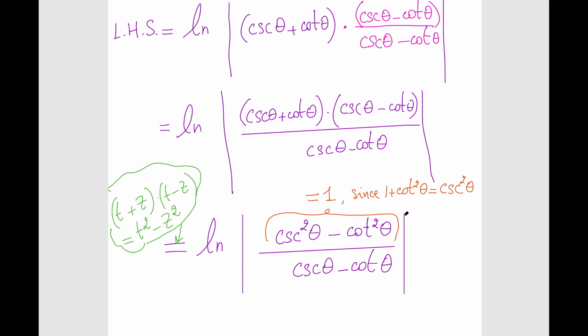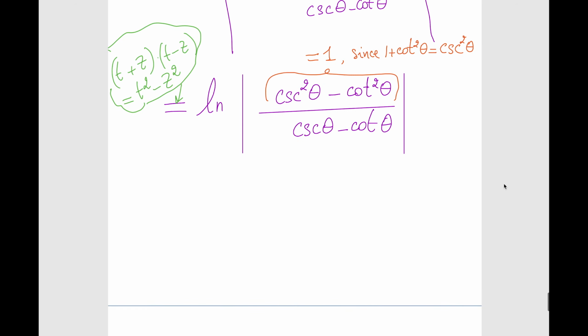So one more time. What did I do here? Since this is holding for me, I can use it. And then what I'm going to do is subtract cotangent squared from both sides. If you subtract cotangent squared here, you get 1. If you subtract cotangent squared here, you get the numerator, cosecant squared minus cotangent squared. So 1 is equal to the numerator, so these two are the same. And this means that this is equal to ln of the absolute value of 1 over cosecant of theta minus cotangent of theta, right?